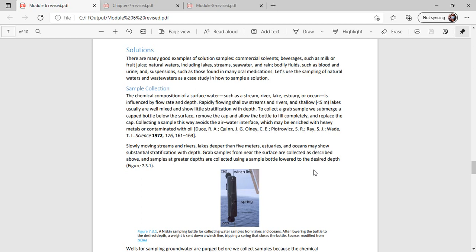Okay, to collect a grab sample, we immerse a cup or bottle below the surface, remove the cup, and allow the bottle to be completely filled and replace the cap. Collecting the sample this way avoids air and water interference.